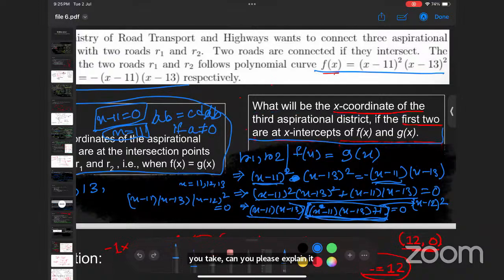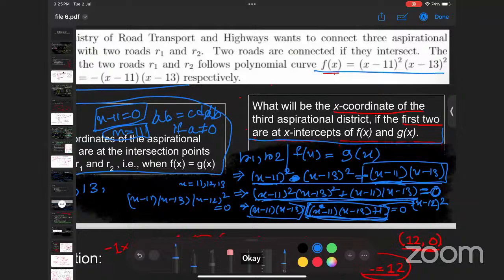Okay. So here we have the equation, right? Here we have a minus sign, so we have transposed it. We are taking all the values to one side and equating it to 0. We can do that. Then we are taking x minus 11 and x minus 13 as common from both the components. Then we have left x minus 11, x minus 13 from here plus 1 from here. Is it fine now?